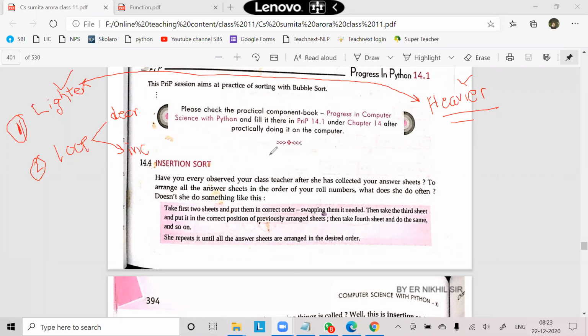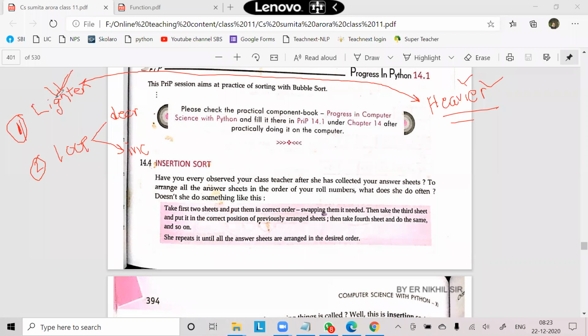I do agree to it, but at the end, what is happening? The lighter is getting shifted to the left side. That is the conclusion we are getting here. Whereas here in bubble sort, the heavier is getting arranged into the right side. So there is a change in it. So absolutely right. So remember these two differences.